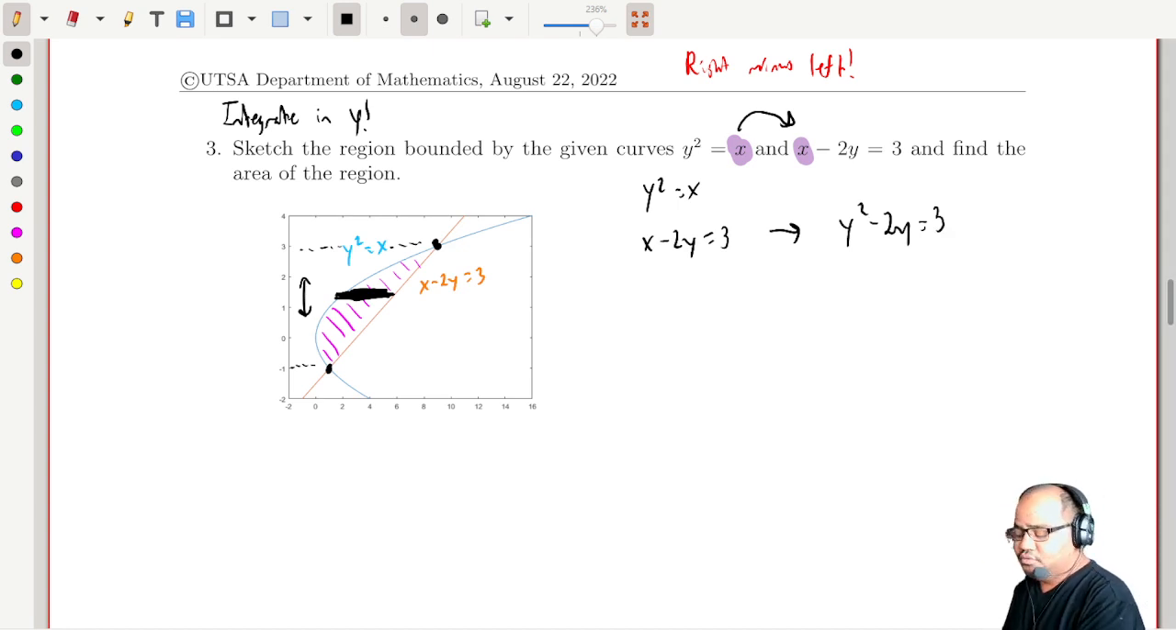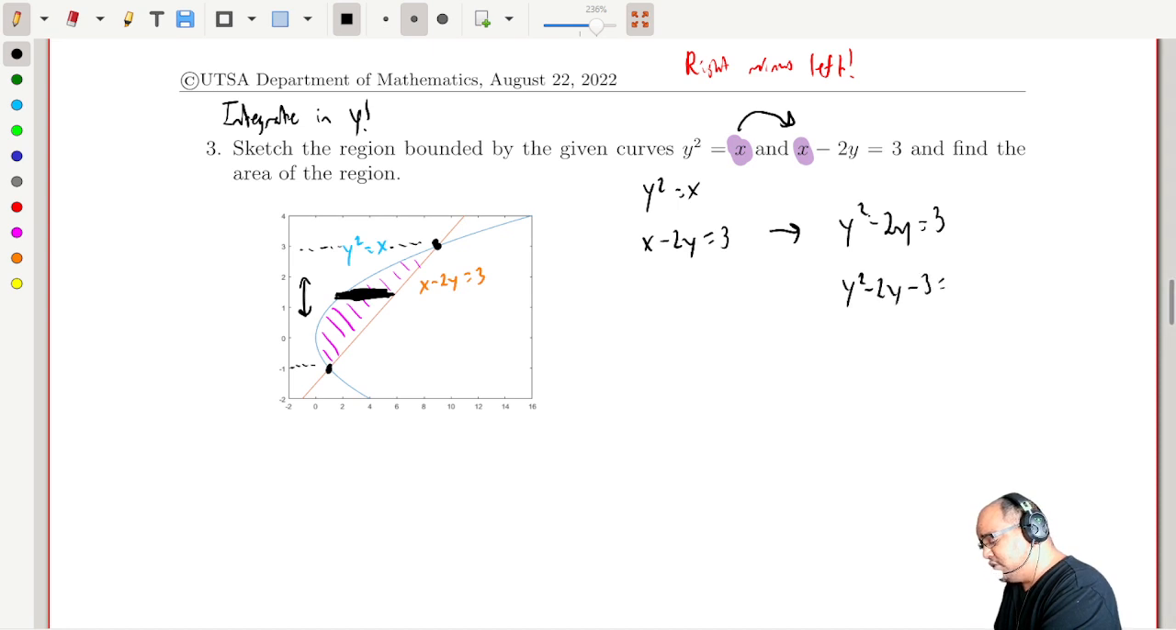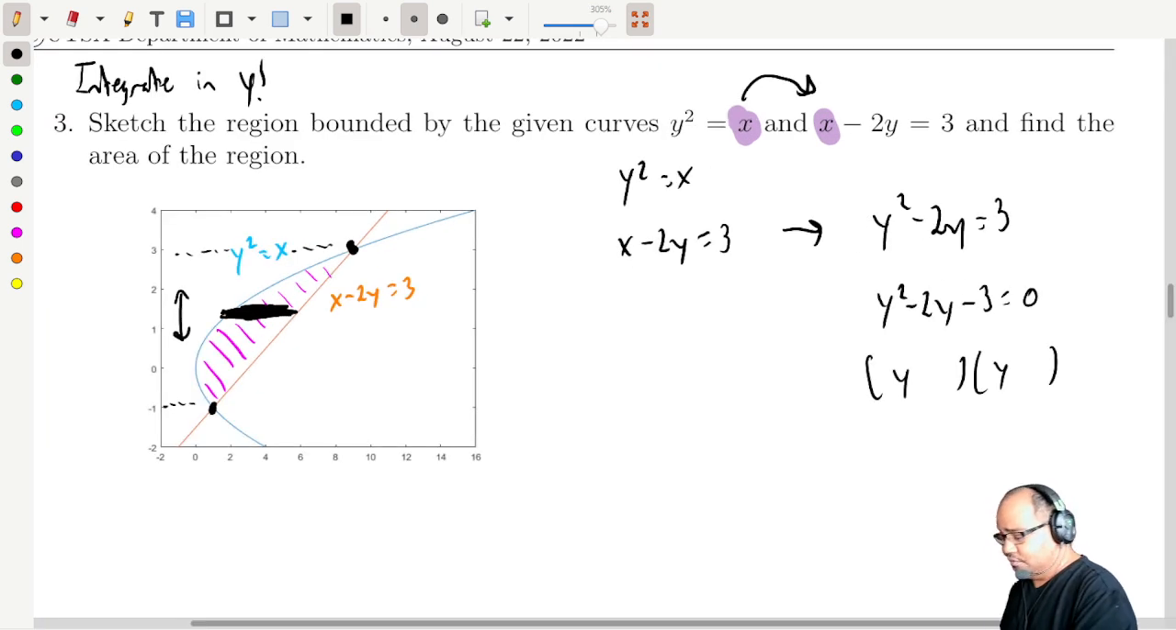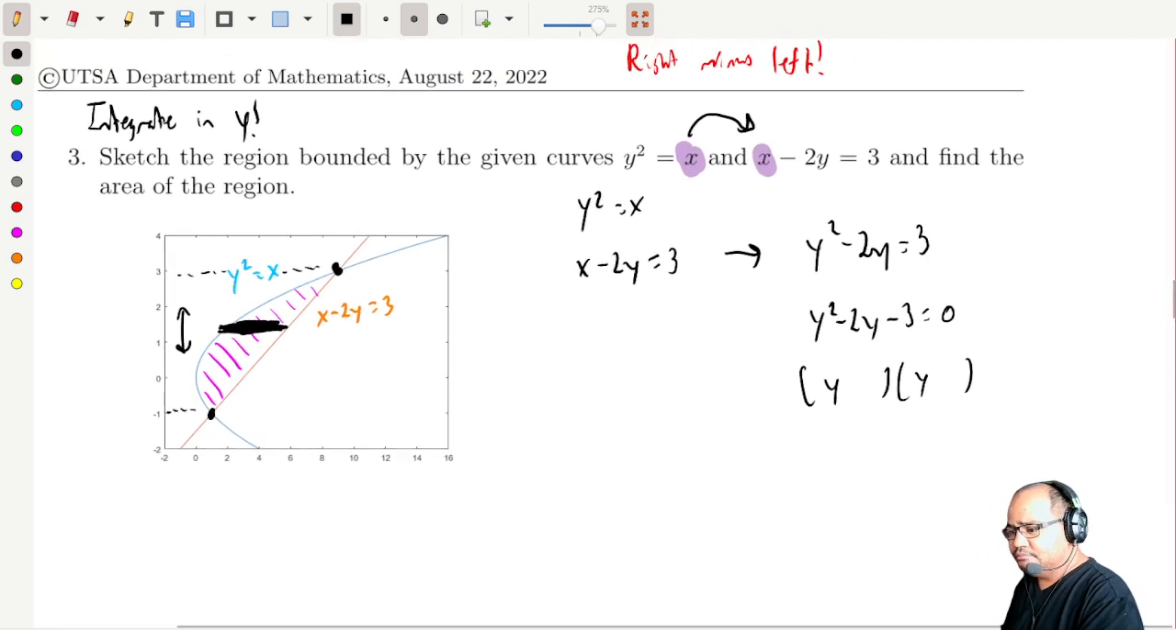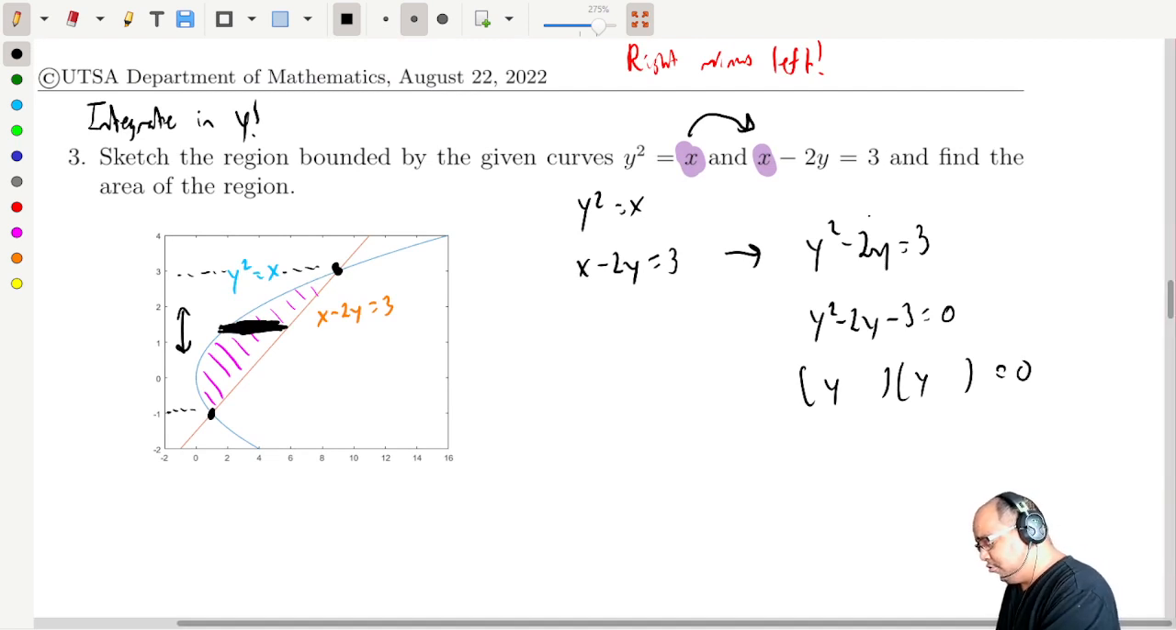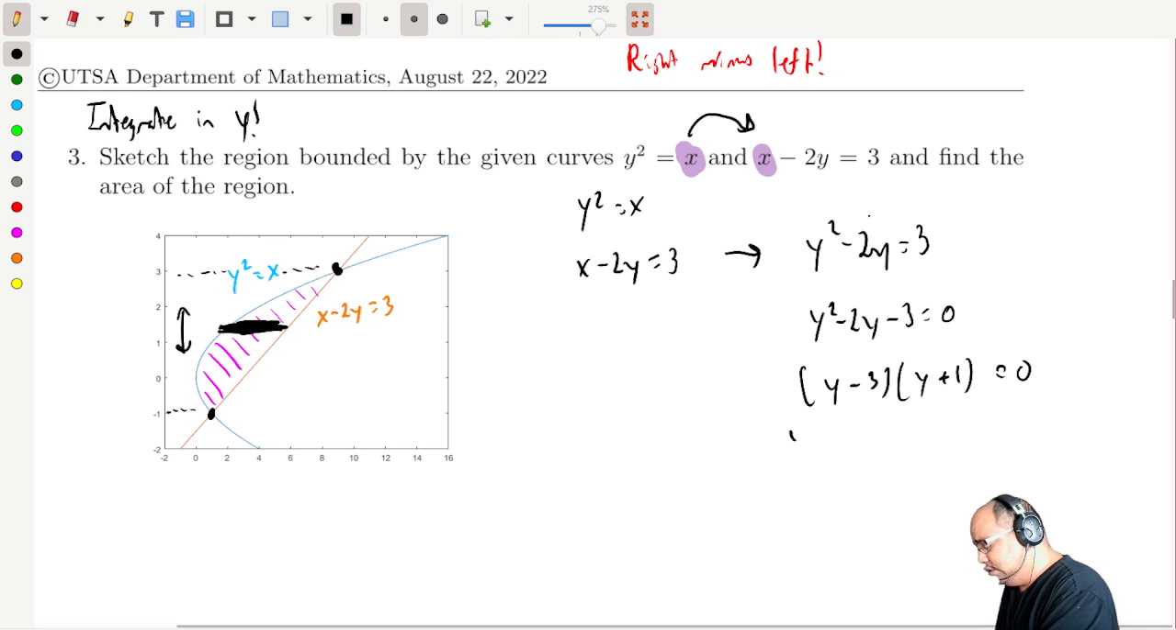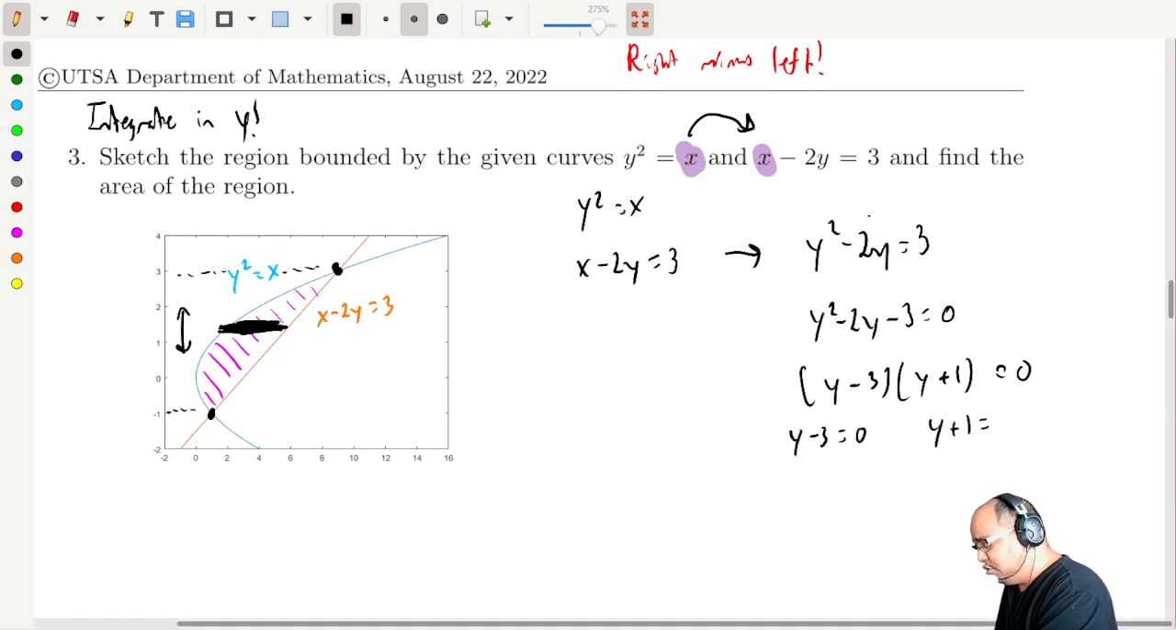And now I can just go ahead and move stuff over to the left-hand side. So y squared minus 2y minus 3 equals 0. And we can factor this. Okay? So two things that multiply to negative 3 and add to negative 2. Well, our magic numbers here are negative 3 and positive 1. So we see that we'll have y minus 3 equals 0 and y plus 1 equals 0.